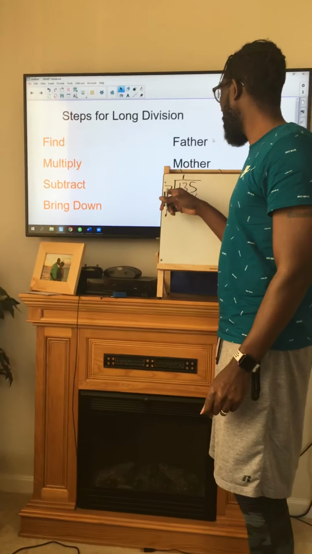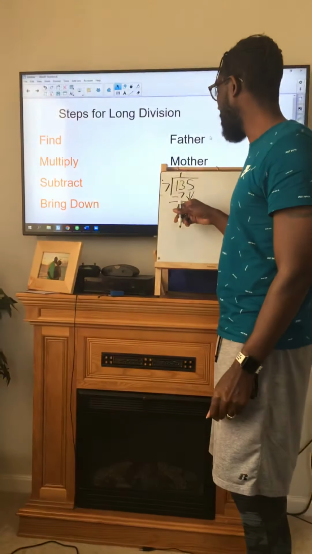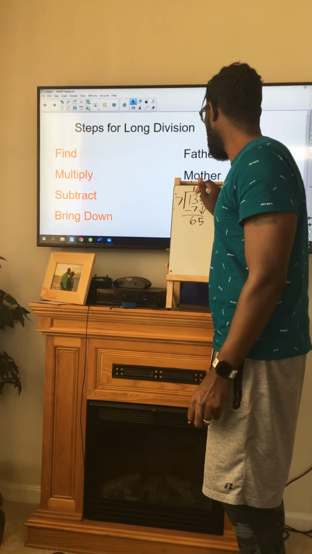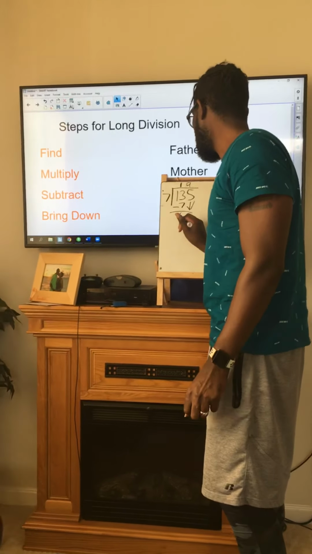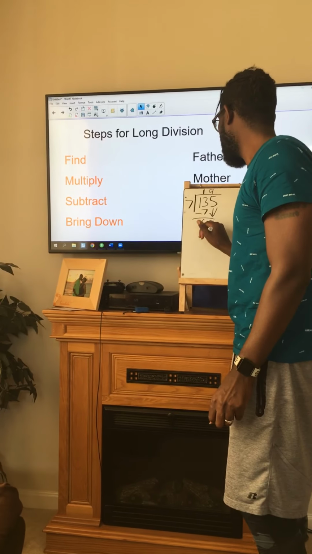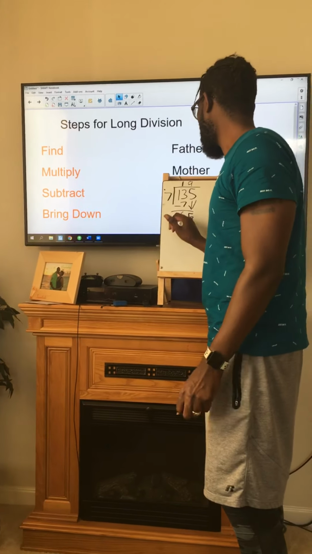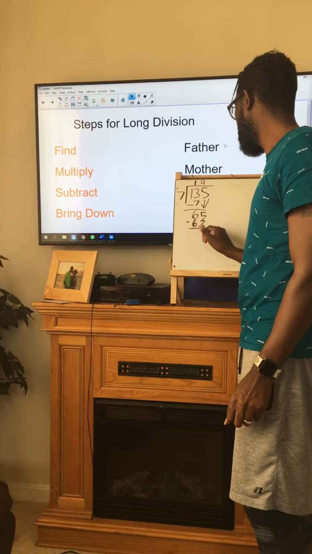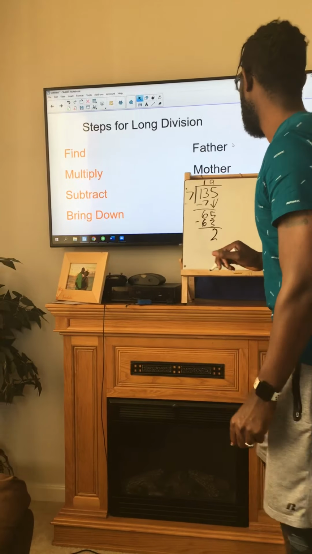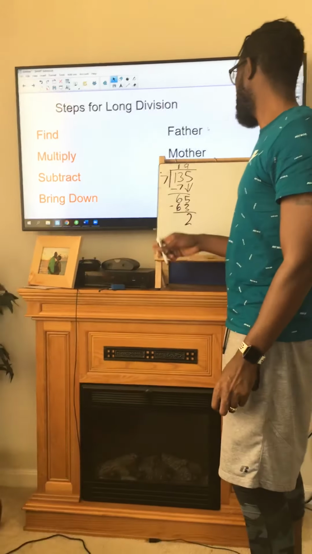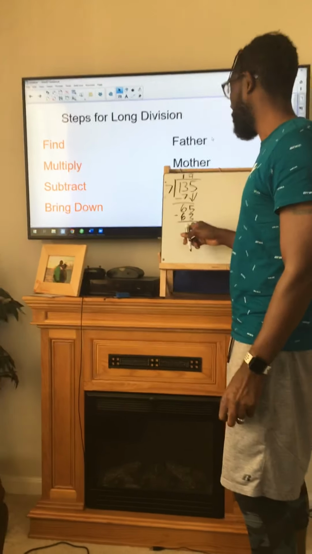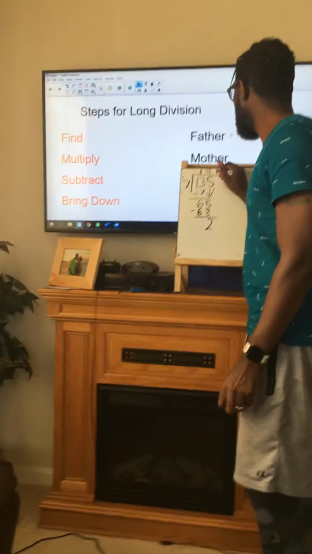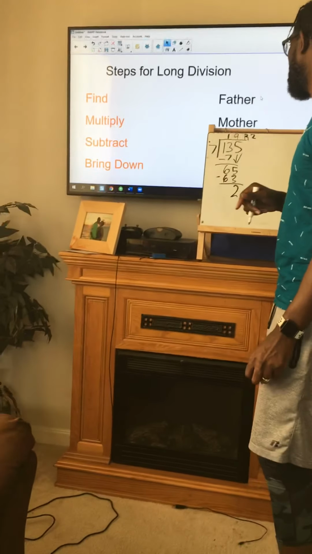Then I want to know how many equal groups of 7 I can find in 65. I know that there are 9 equal groups because 9 times 7 equals 63. Then my sister says subtract. 65 minus 63 gives me 2. Nothing to bring down, so that means that's my leftover part, which is my remainder. So 19 equal groups with a remainder of 2.